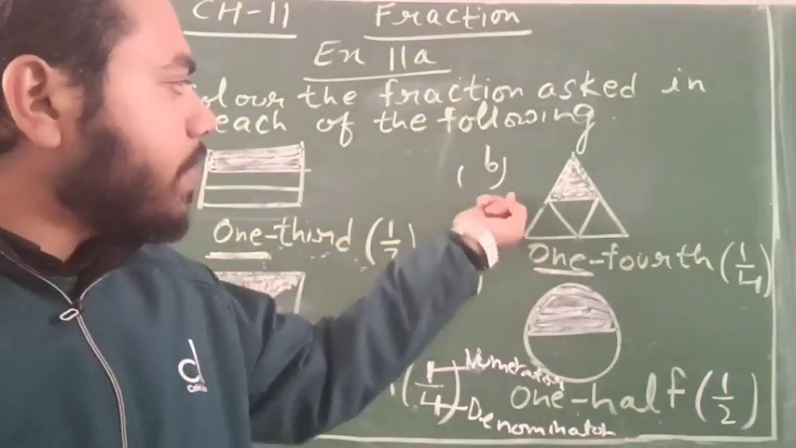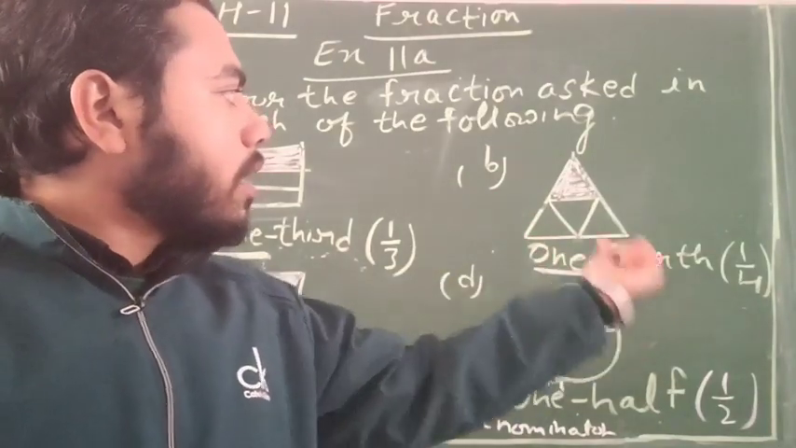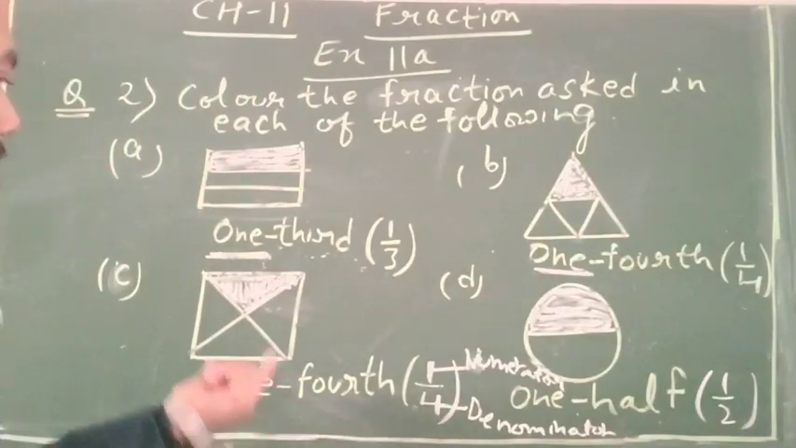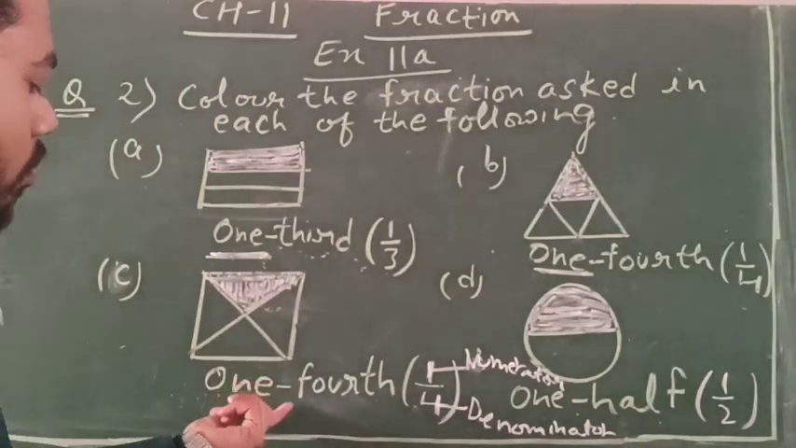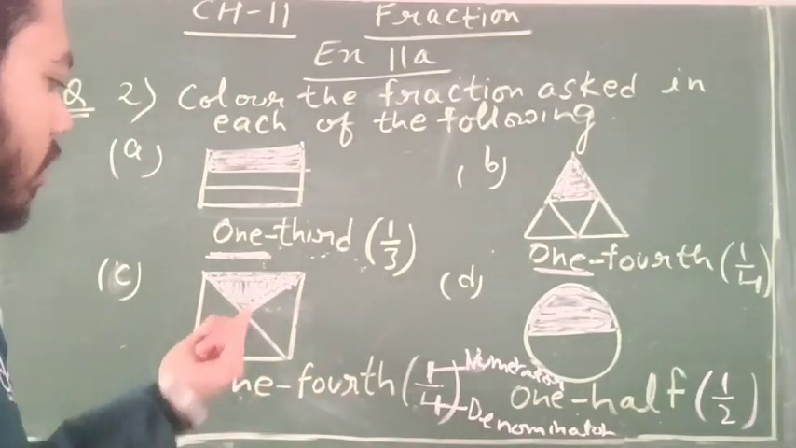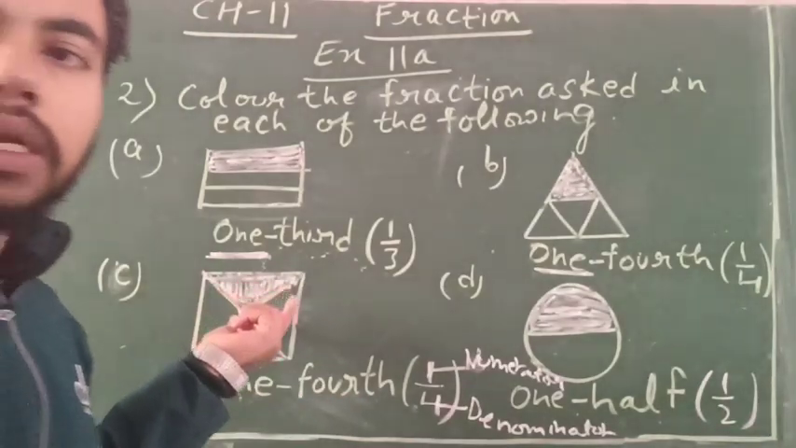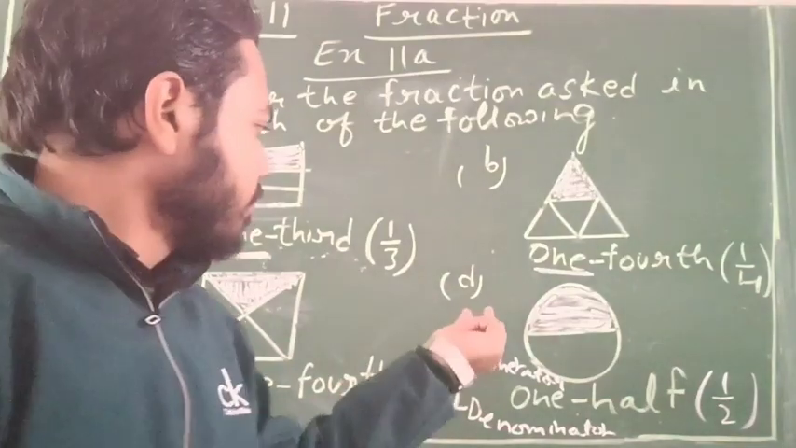In this question B, 1/4, you have to color one part. So that is 1/4. And in this C, you have to also color one part. It means 1/4. So you have just colored one part.